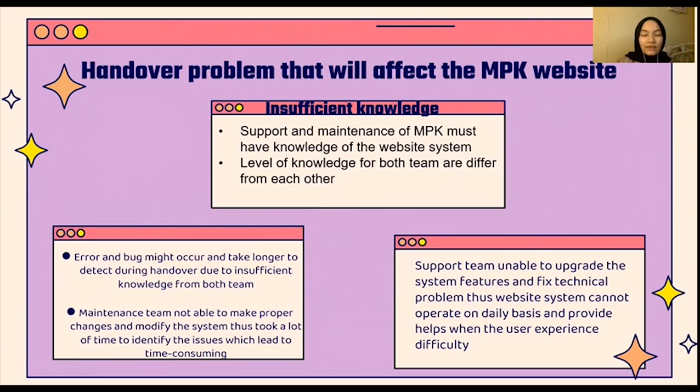So the maintenance team not being able to make proper changes and modify the system, thus it took a lot of time for them to identify the issues, which led to time consuming. The support team, however, unable to upgrade the system features and fix the technical problem. Thus, the website cannot operate on daily basis, or they can provide help to the user when they face difficulty.